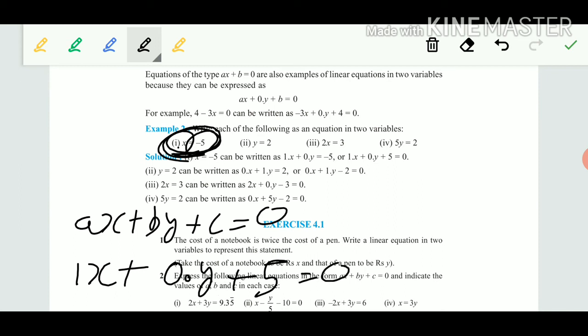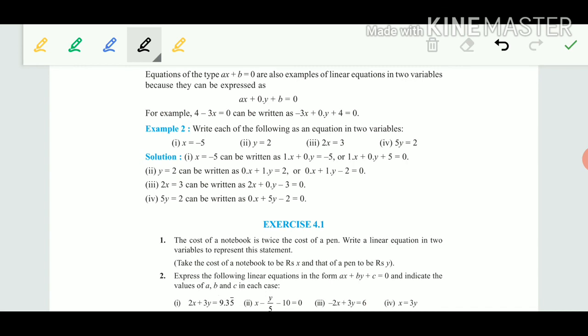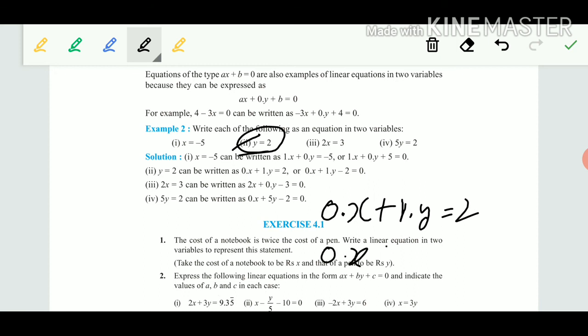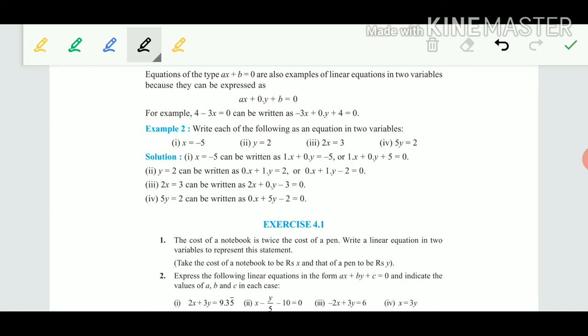So this is the way to write the equation in two variables. Similarly, second part is given, y is equals to 2, y value is given, it means x value is 0, so its general form is 0 into x plus 1 into y is equals to 2, or 0 into x plus 1 into y minus 2 is equals to 0. Both are correct. Similarly, you have to solve the remaining two parts.